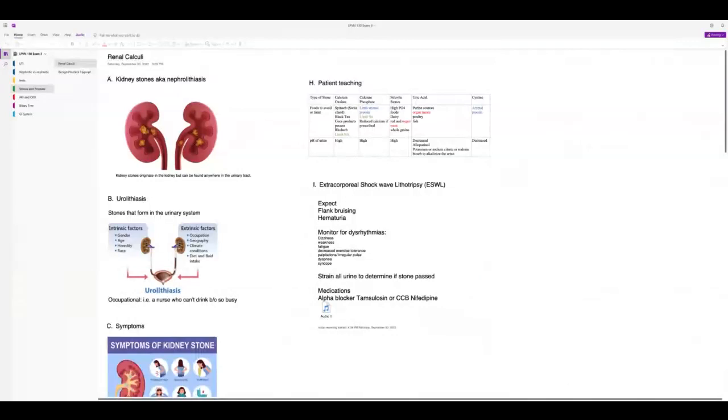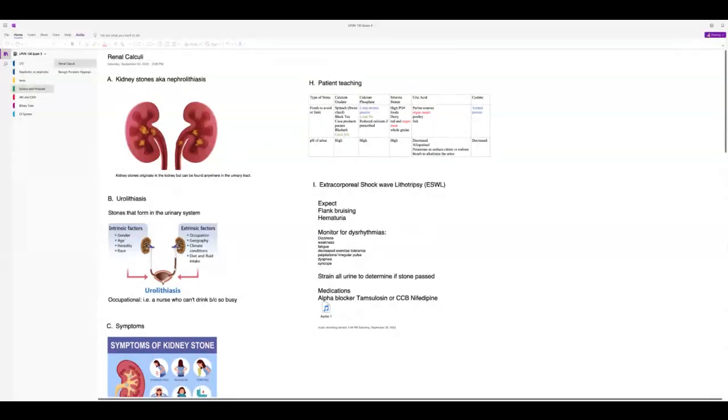So kidney stones, the other name for that is nephrolithiasis, and they're made in the kidneys, and they can be found anywhere in the urinary tract system. Urolithiasis are stones that form in the urinary system, like the ureters or the bladder. It doesn't really matter where they're formed, okay?